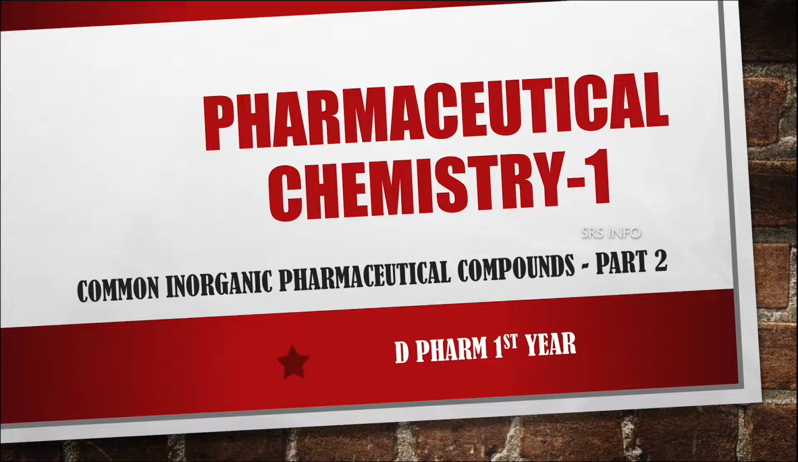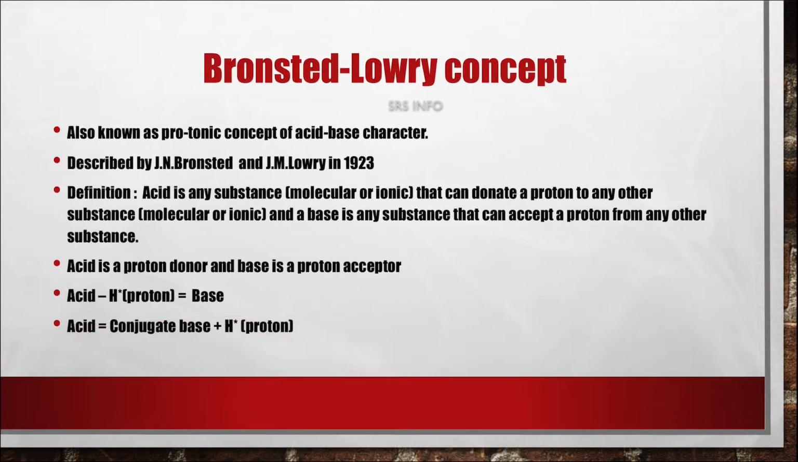This is part 2. In the last class we discussed the Arrhenius concept of acids and bases. Today we will continue with the Bronsted-Lowry concept. Let's understand this concept in detail.